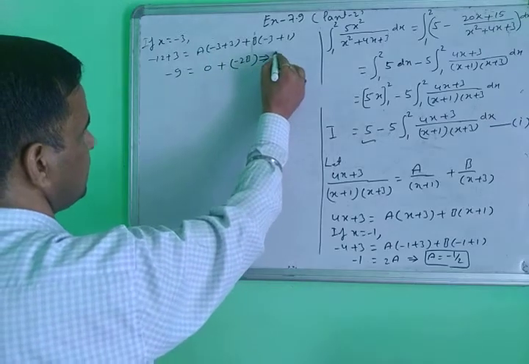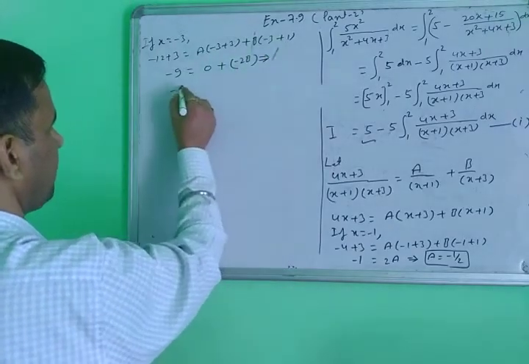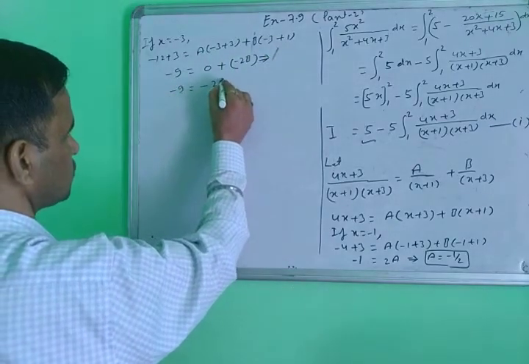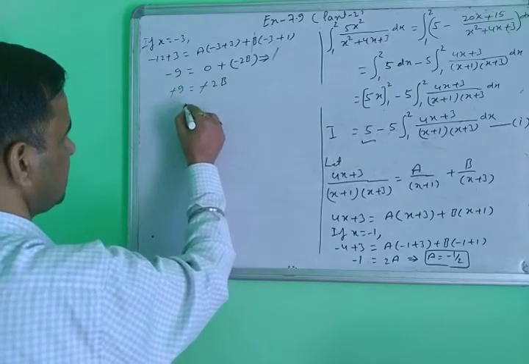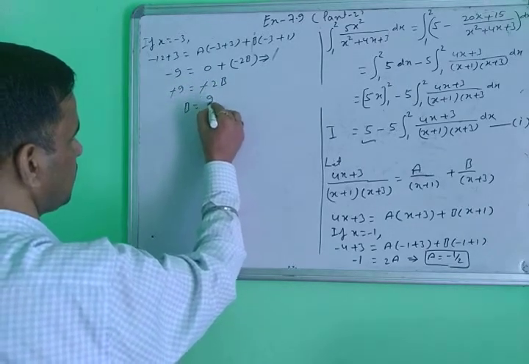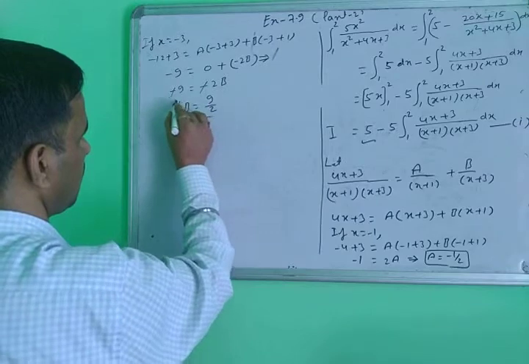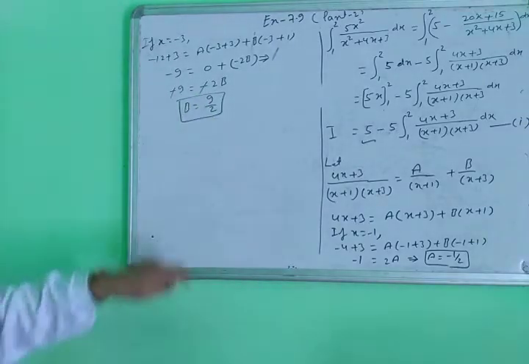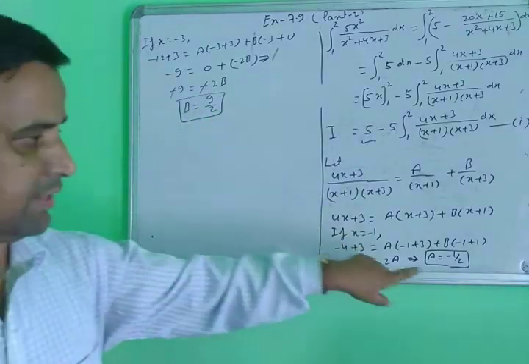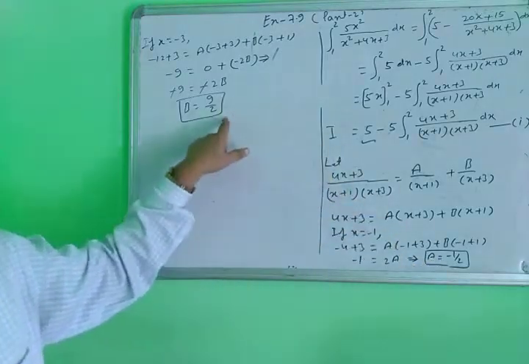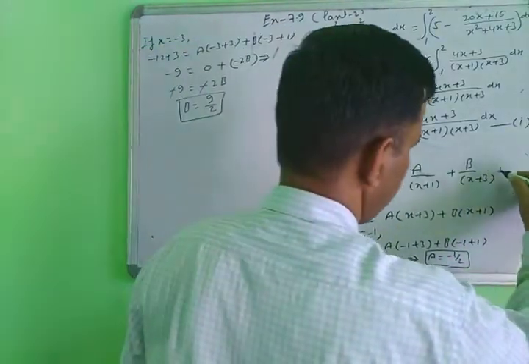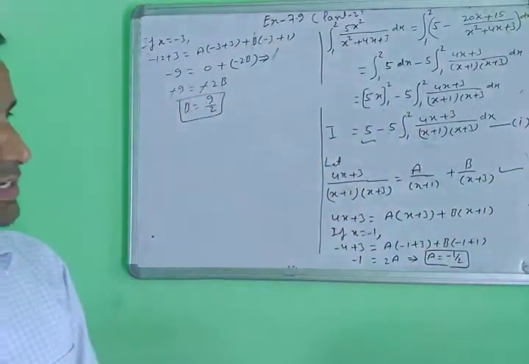Then the value of b: minus 9 equals minus 2b. This minus will be cancelled. Value of b equals 9 by 2. The values of a and b you will put in here, and then you will integrate it.